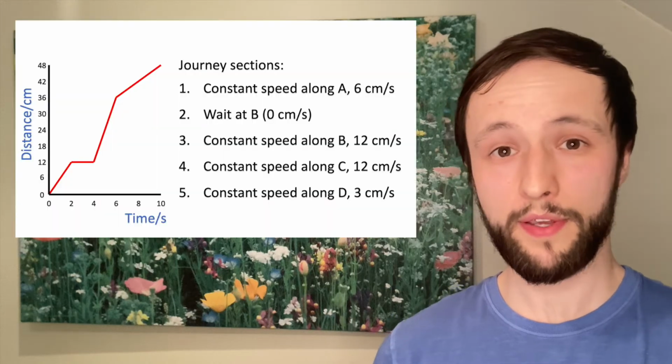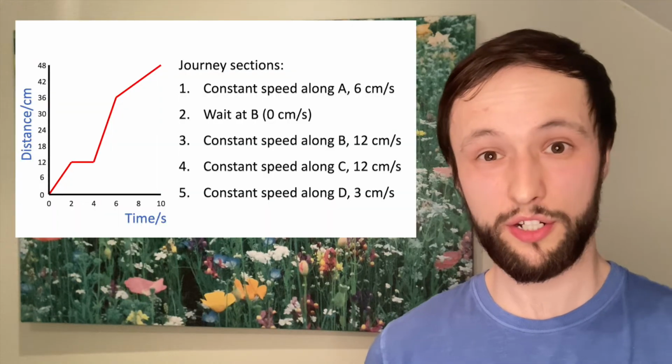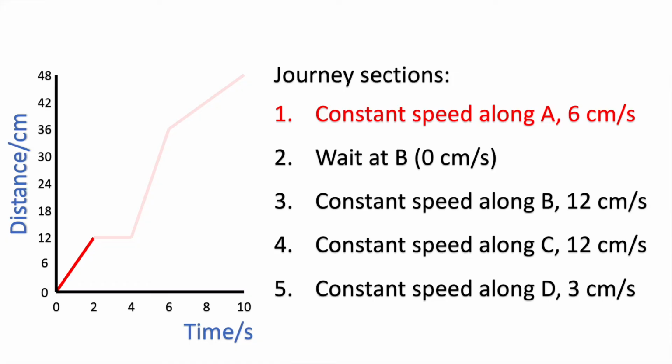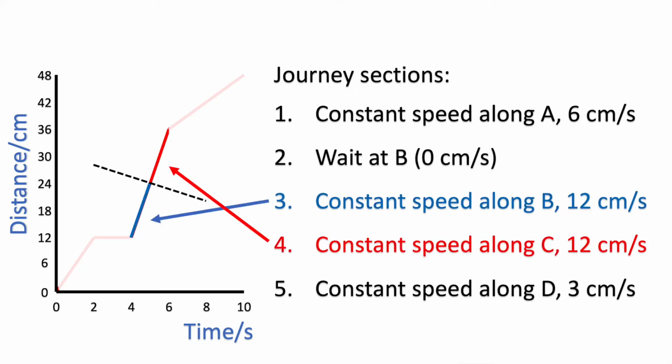If we look at the graph, we can see these 5 distinct sections of the journey as well. The first section has a constant gradient, showing our constant speed. Section 2 has a 0 gradient, showing that our grape is not covering any distance in that time, so 0 centimetres a second.